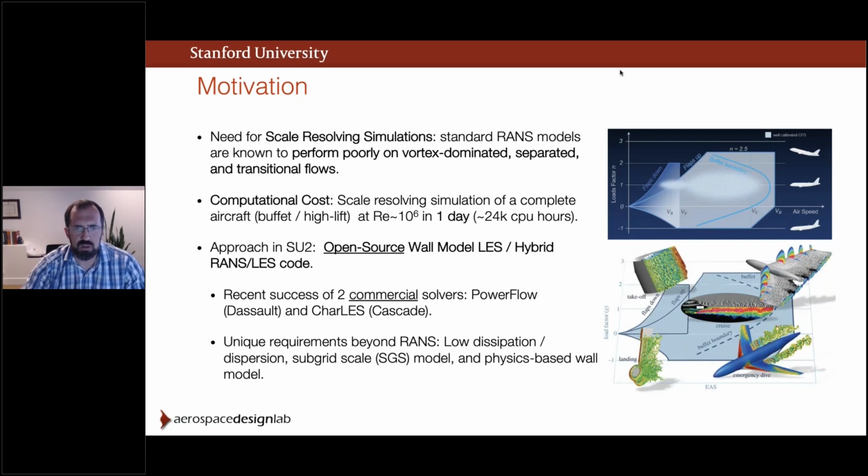I want to point out quickly that we have seen some success with commercial codes in the space, and we anticipate this trend to continue. I believe wall-modeled LES and hybrid RANS-LES methods will eventually become the mainstream workhorses for turbulent CFD.